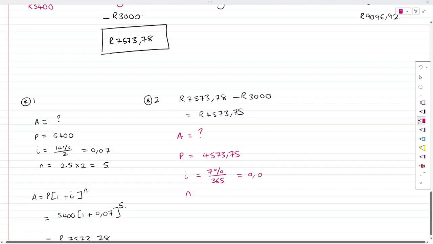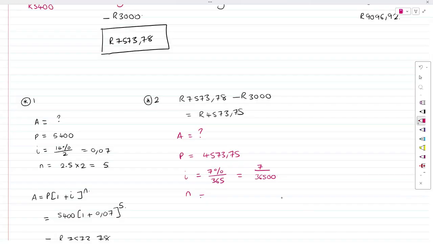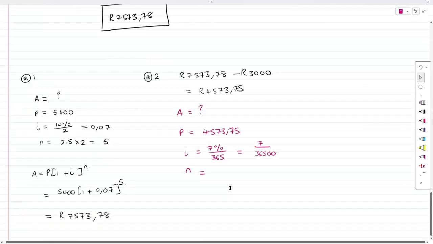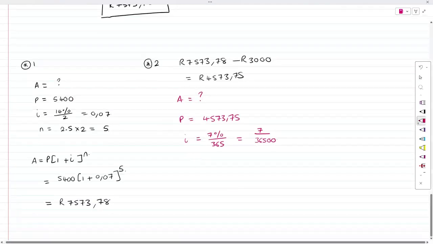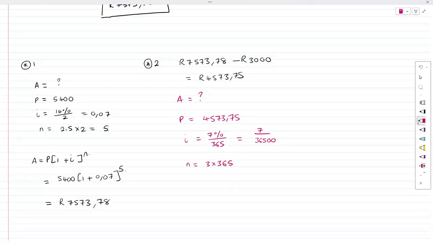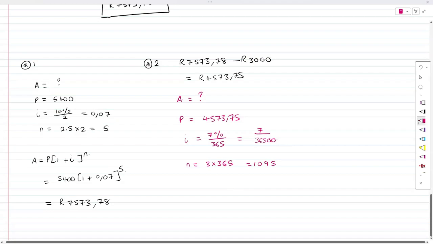Let's just use the fraction, I think it's easier, otherwise there are too many significant digits. So it's 7/36,500. And N would be 3 years times 365. So N is 3 times 365, which is 1095.